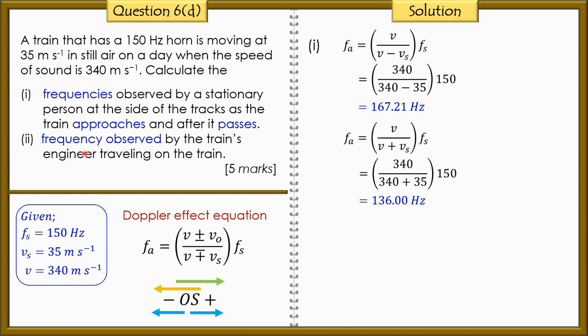The second question is you need to calculate the frequency observed by the train engineer traveling on the train, meaning that our observer now is the engineer, moving with the train. So the speed of the observer is equal to the speed of the train. If the speed of the observer is the same as the speed of the train, when you substitute, you will get that V over V is equal to 1. Because of that, the frequency observed by the train engineer is the same as the frequency produced by the sound source, which is 150 Hz.